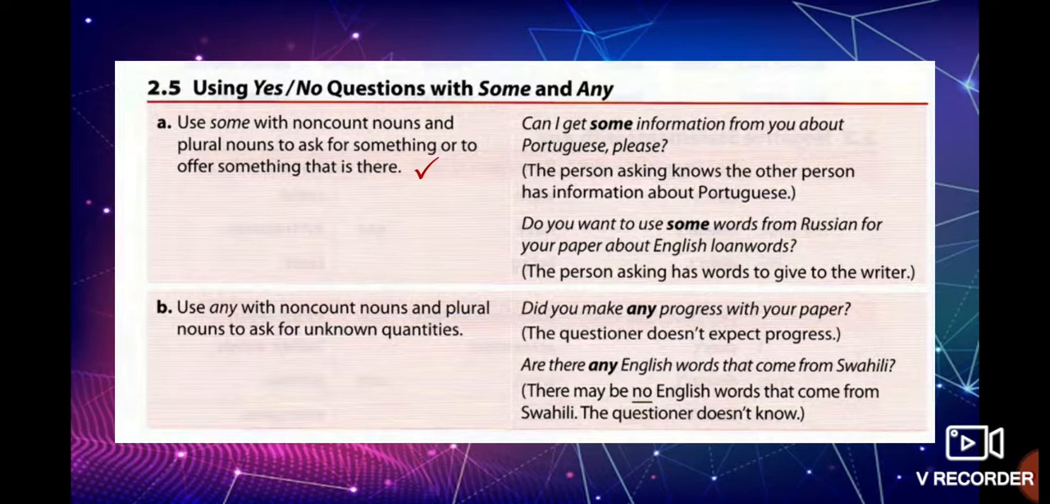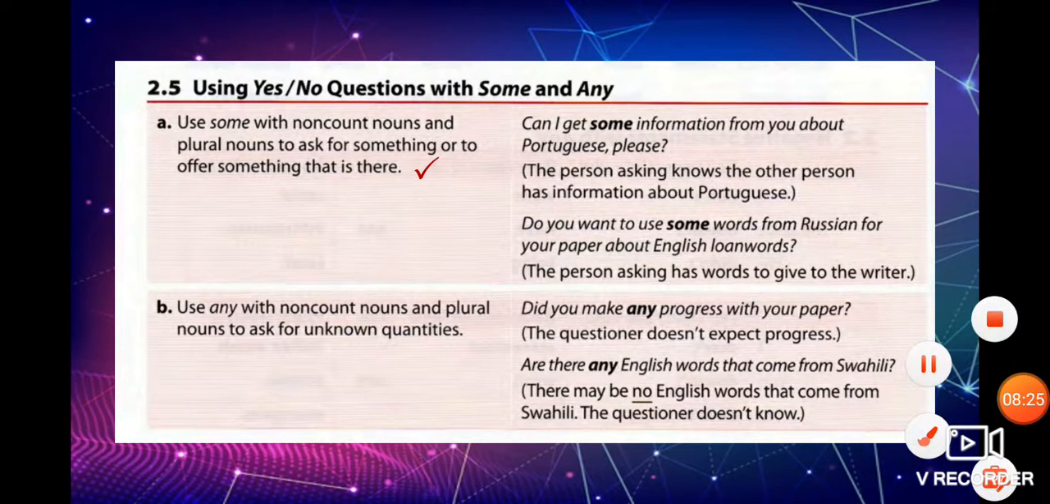And you have another example: Do you want to use some words from Russian for your paper about English loanwords? The person asking has words to give to the writer. That means the person gives the things that the other requires, and for that reason you use some.